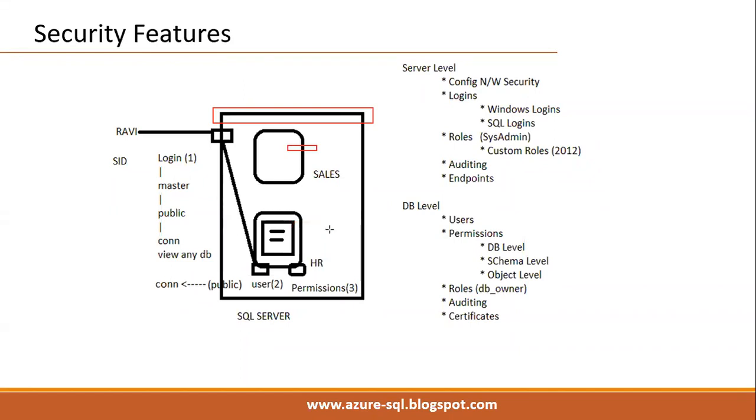Again, in a database, we already know we have schemas. Under that, tables and objects are there, just like a folder we have seen. To group the tables, we have schemas. Let's say I want to allow Ravi to work with these database tables, the HR database tables, for example. What are the steps here?